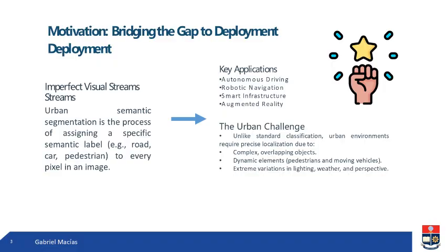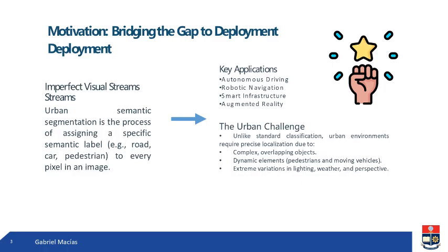Urban semantic segmentation refers to the task of assigning a semantic label to every pixel in an image. This task is critical for many real-world applications, including autonomous driving systems, traffic monitoring, robotics, navigation, augmented reality, and smart infrastructure analysis. Unlike image classification, segmentation requires detailed spatial understanding and precise localization.